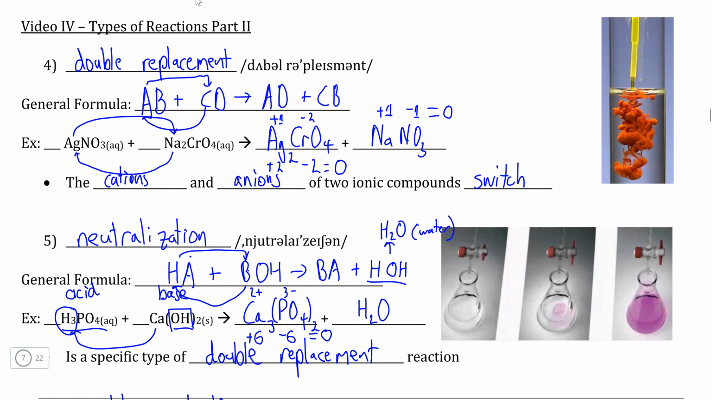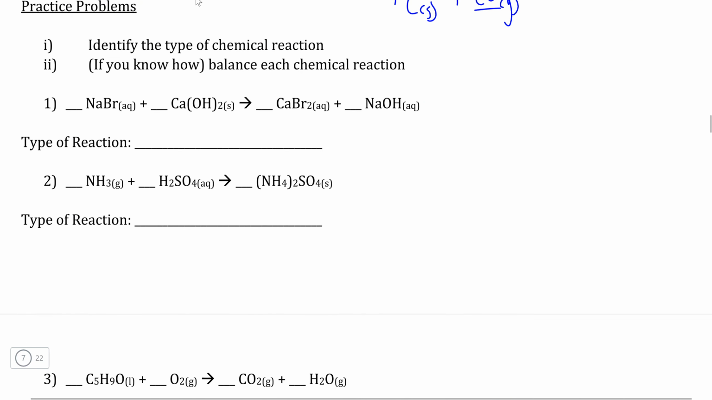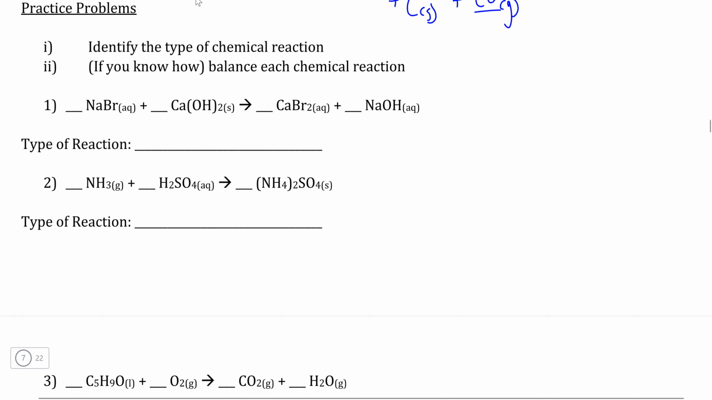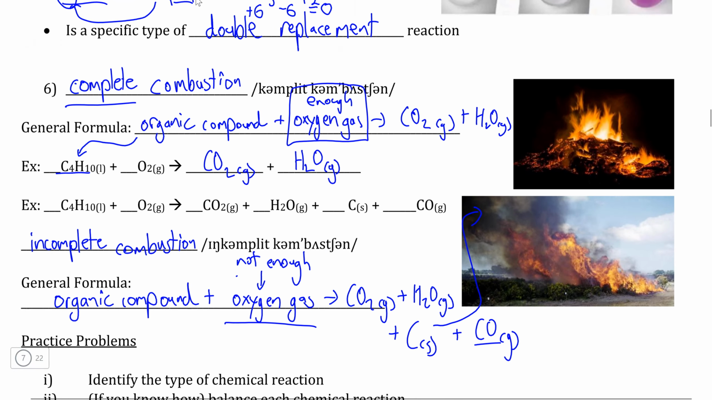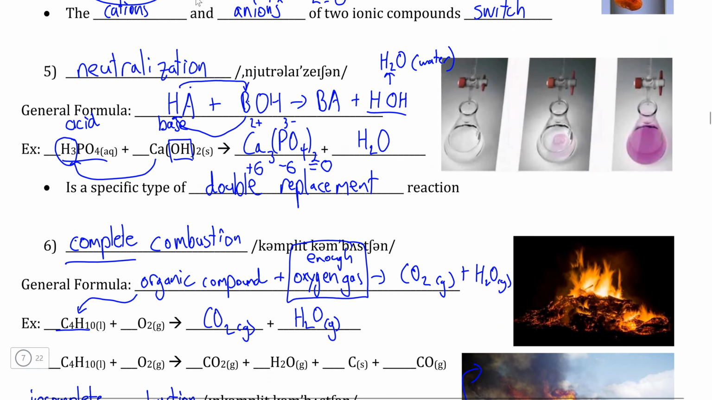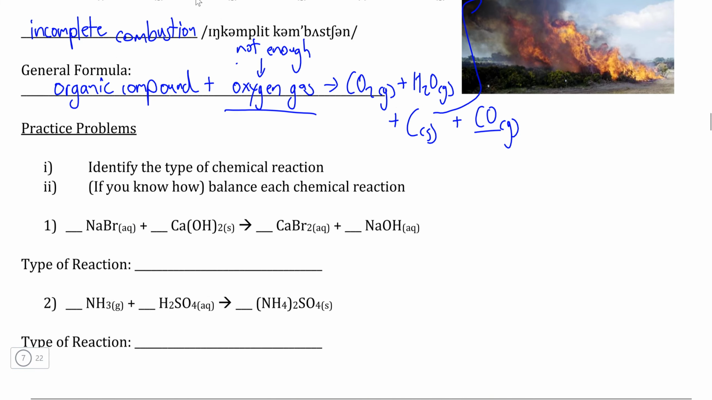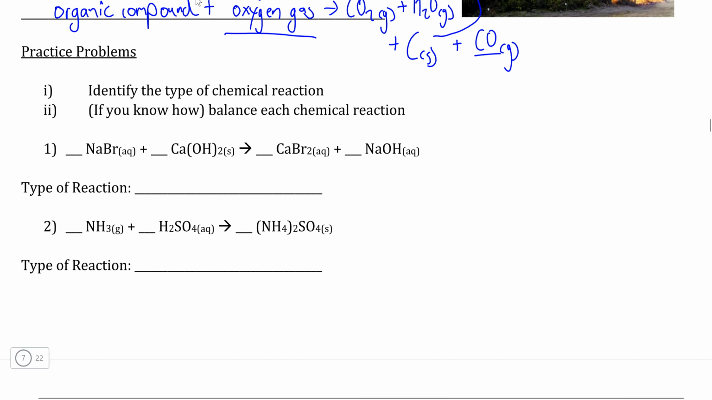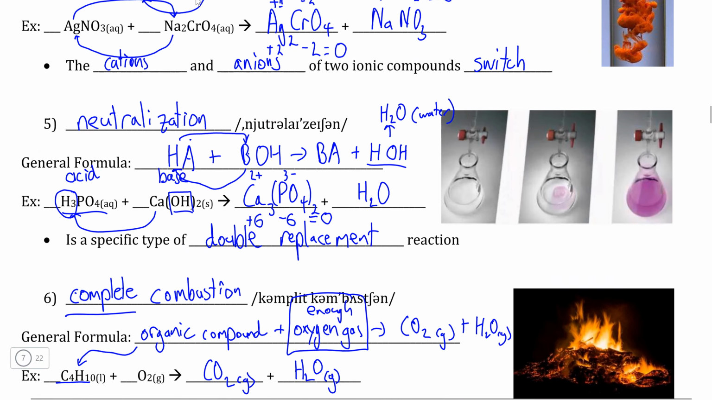So in order to test your knowledge of the now 6 different types of chemical reactions, you can take a look at the practice problems below and use the general formulas that we've discerned over the last couple of videos to identify what the type of chemical reaction is. And in the next video, we will focus on learning how to balance the reactants and products of a chemical reaction, in which case you can come back and complete the balancing of each of the practice problems below.